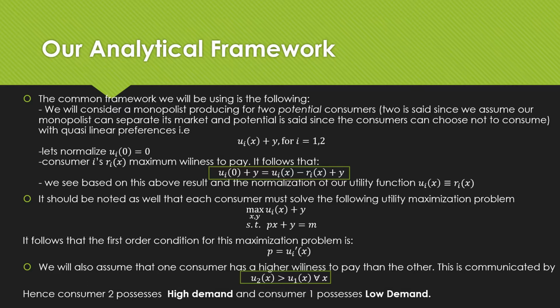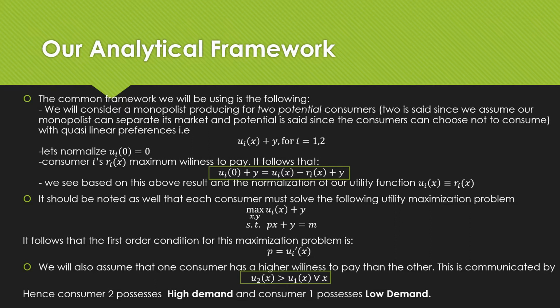It should be noted as well that each consumer must solve the following utility maximization problem and solve for the following demands. And it follows from our first order conditions, which we already know, that the marginal utility from consumption of good x is equal to price. That's what we have for our first order condition for the problem.